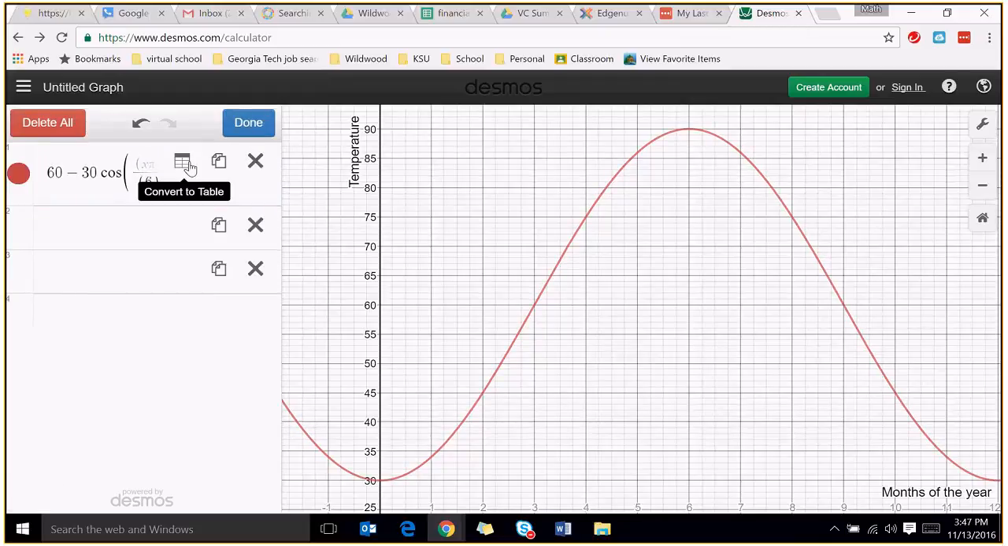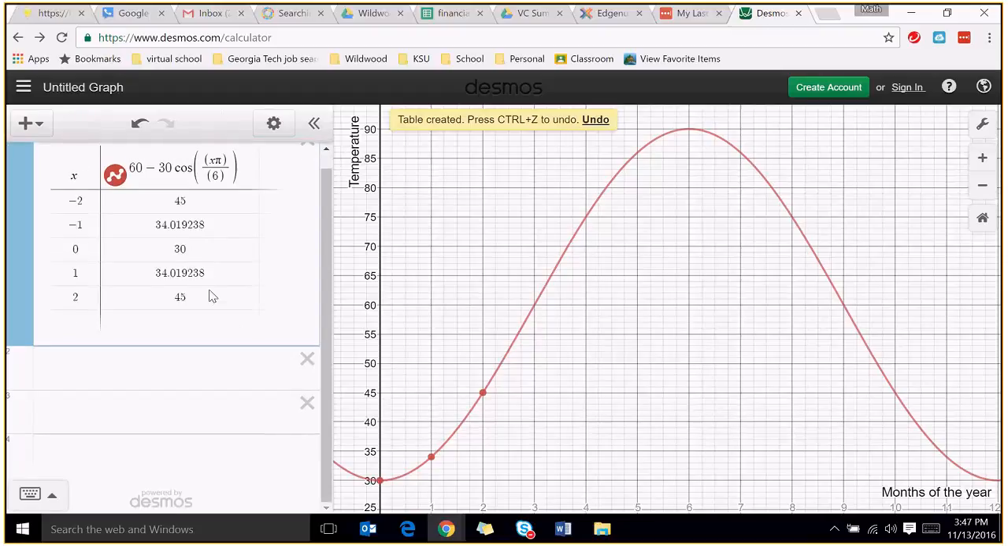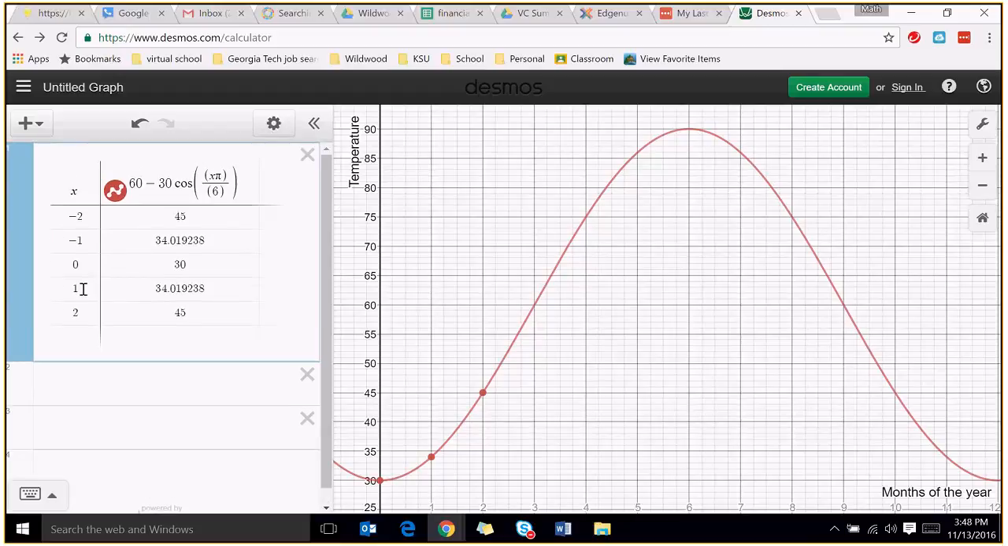Convert to a table. There you go. Here's my table. Okay, and I just hit convert to table. So in January, which remember is 0, so in January it's 30 degrees. Okay, the next one is February. So what would the month number be for February? 1. You're right, February's 1, so it's 34 degrees, correct?